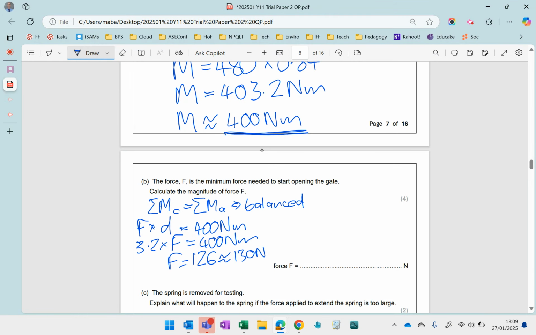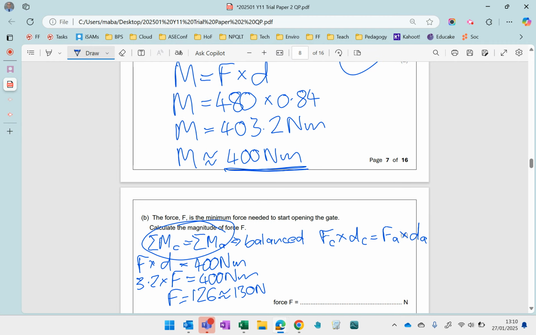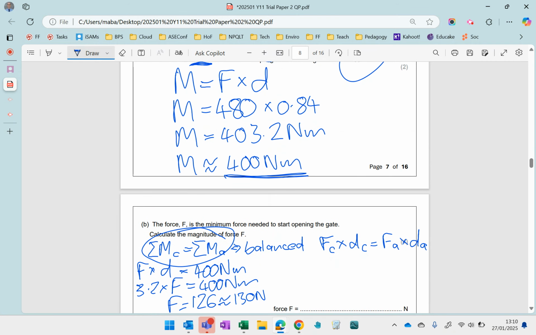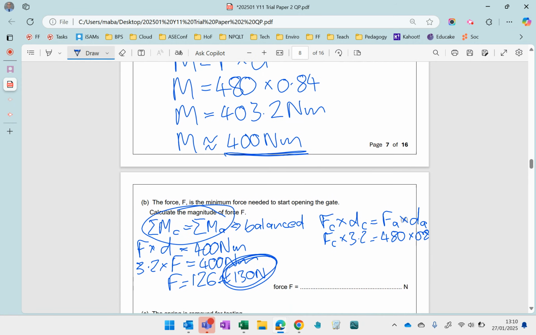Or at this step, you can say, I know a formula for this: Fc times dc equals Fa times da. Then just substitute in the numbers that you've already done. The anti-clockwise was 480 times 0.84. Clockwise was times by 3.2, and it's Fc that we're trying to find. Again, if you put all of that into a calculator, to two significant figures your answer is going to be 130 newtons.